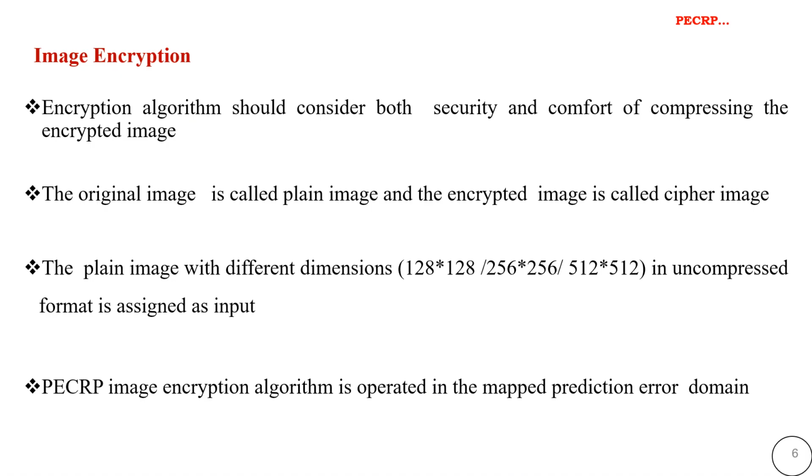Here we are using different dimensions of images, like 128, 256 and 512. In image encryption, the original image is called the plain image and the encrypted image is called the cipher image.